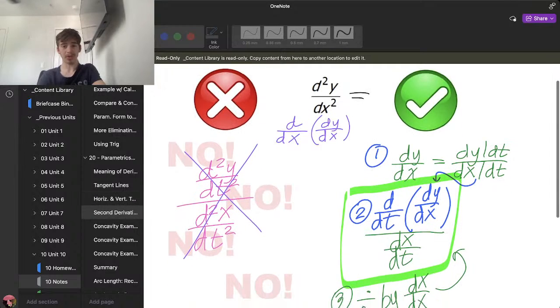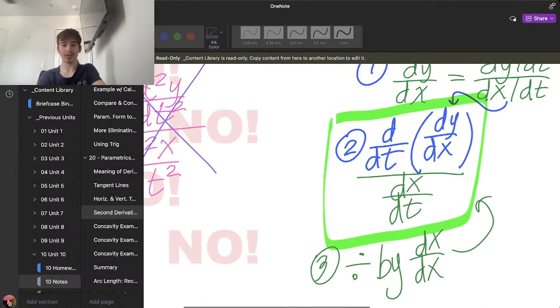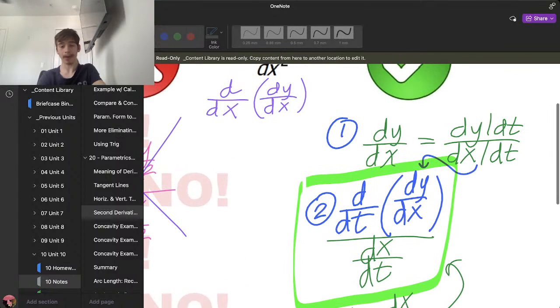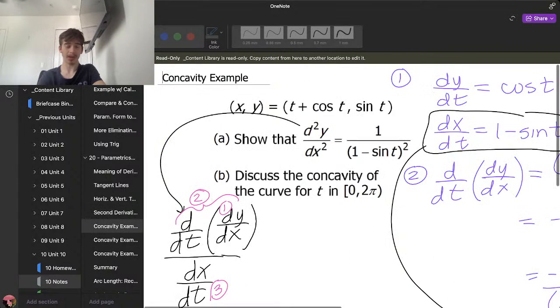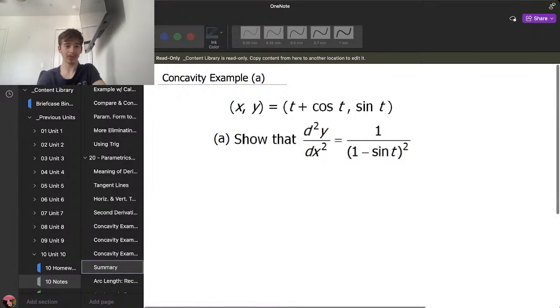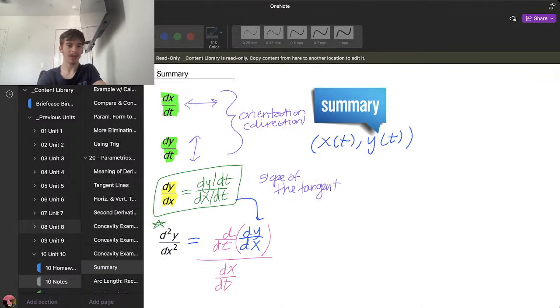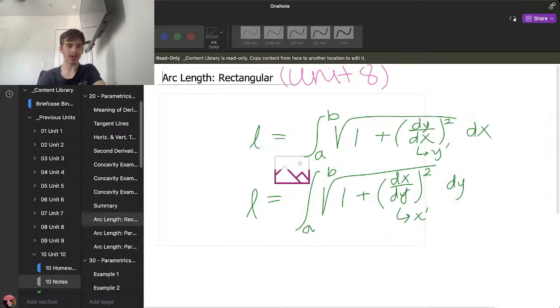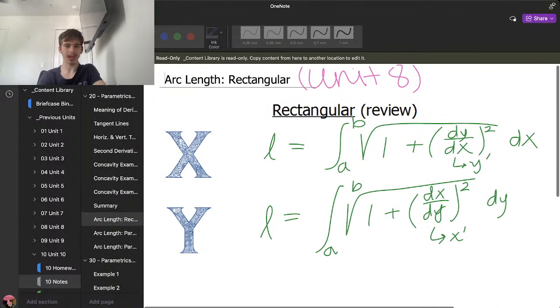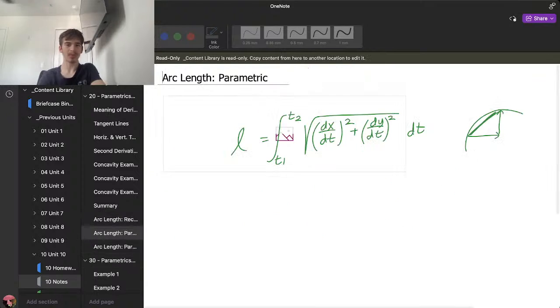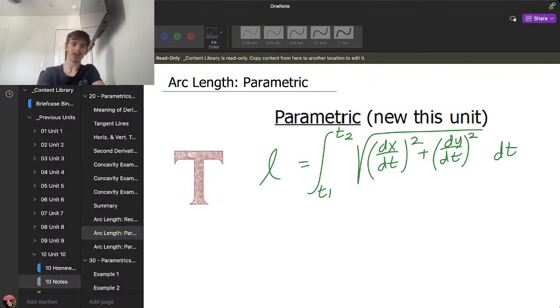Second derivative, a bit tricky. Here's the formula. Take the derivative of dy/dx again and put it over dx/dt. Concavity, just interpret your second derivative. Actually, I'll leave this one. This is a good summary. Arc length. Same as what I already talked about in review. For parametric, a bit different. You got your two t bounds. You got your integral of the square root of dx/dt squared plus dy/dt squared.